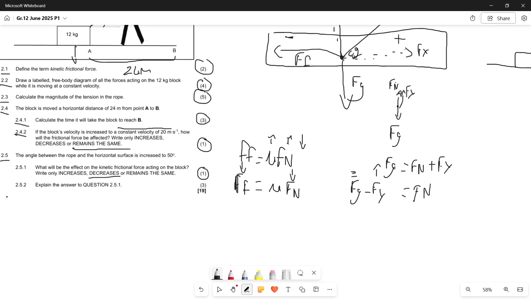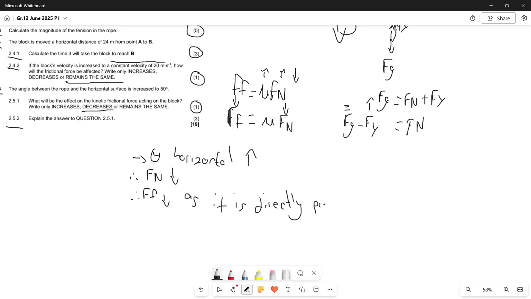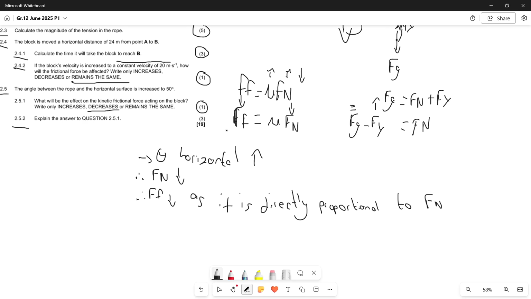And that was the explanation for 2.5.2, which we'll just revise now, but explain the answer of question 2.5.1 for 3 marks, which means 3 bullet points. So our angle to the horizontal has increased, therefore our Fn has decreased, and therefore our Ff has decreased as it is directly proportional to Fn. And that explanation will earn us our 3 marks. Our angle has increased, therefore our Fy has increased, our Fn then decreases, and therefore our Ff decreases as well because our Fn is directly proportional to our frictional force.